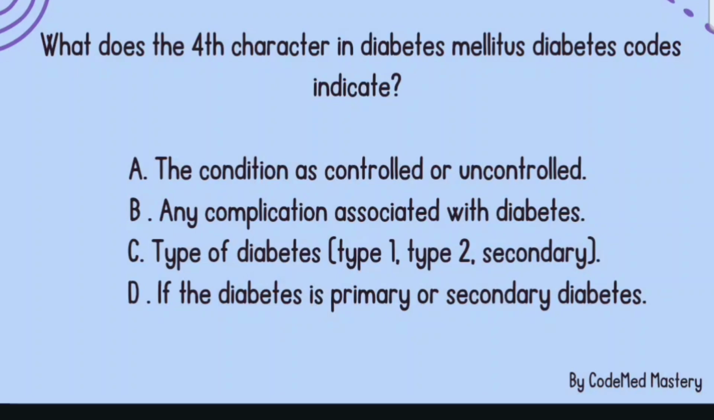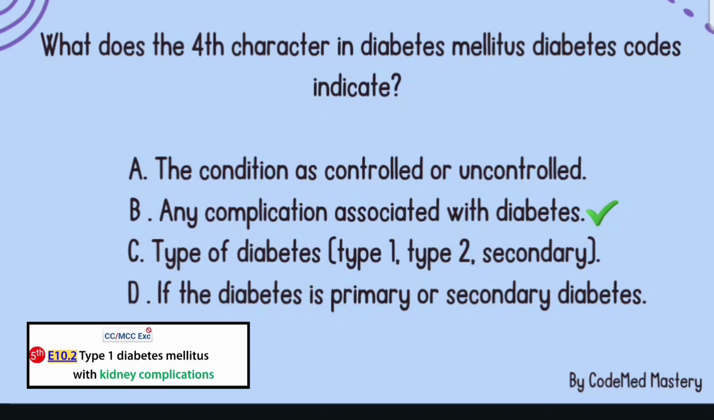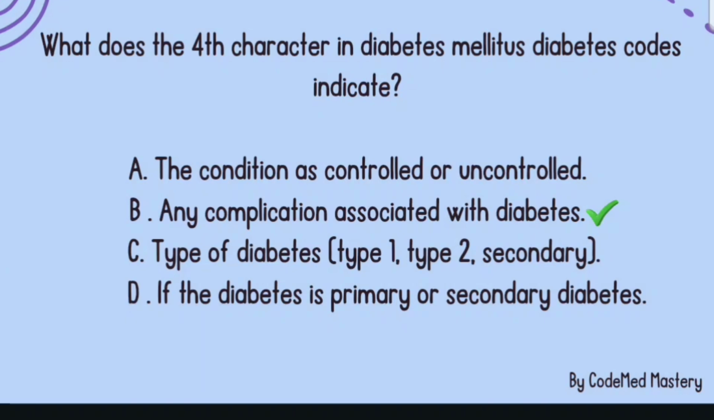The right answer for this question is option B, any complication associated with diabetes. The fourth character in diabetes mellitus codes indicates the complication associated with diabetes. For example, subcategory code E10.2 indicates a person has kidney complications due to diabetes. Therefore, the fourth character indicates any complication associated with diabetes.